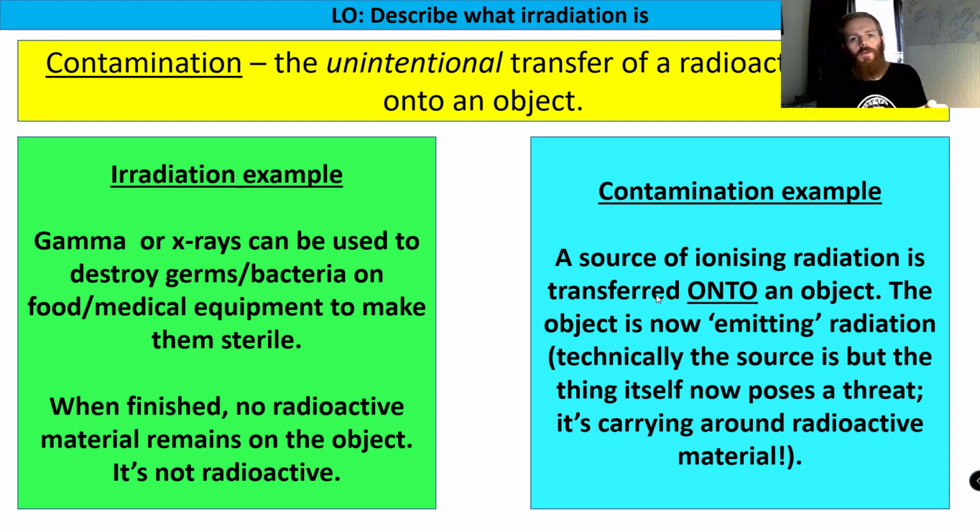Now if this was to end up on something, as in attached to it, let's say you're walking around Chernobyl and a bit of dust that's radioactive lands on you, you're now contaminated. You have something on you that is radioactive, is giving out radiation, so you are now contaminated. So the object is now emitting radiation, and I've put in brackets there, technically the source is the thing that's giving out radiation, that's emitting it, but the thing itself now poses a threat because it's carrying that material around. So that is the difference between irradiation and contamination.